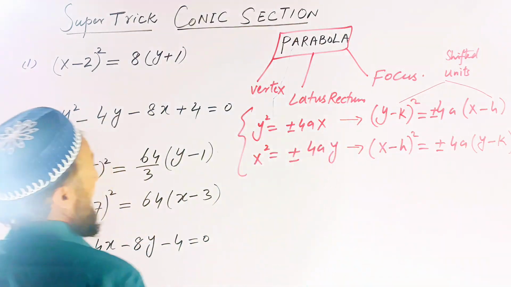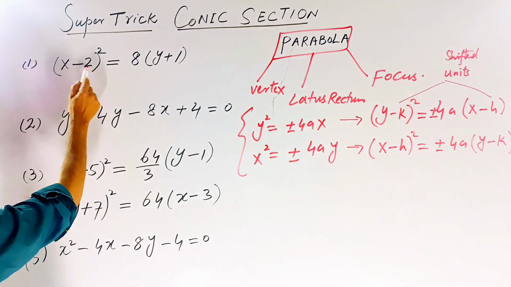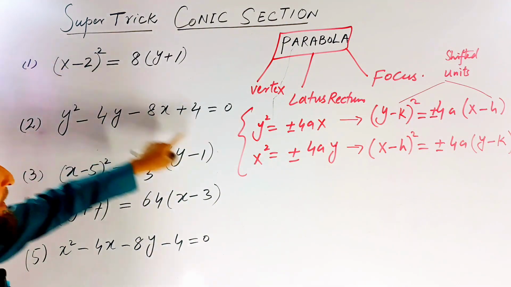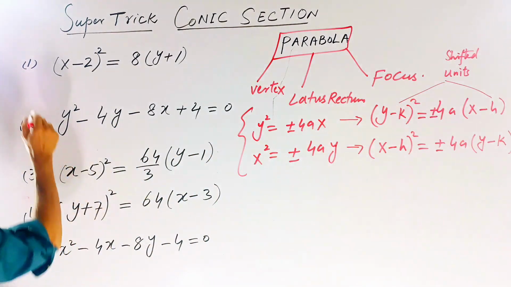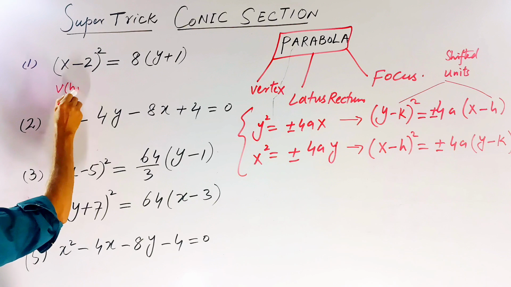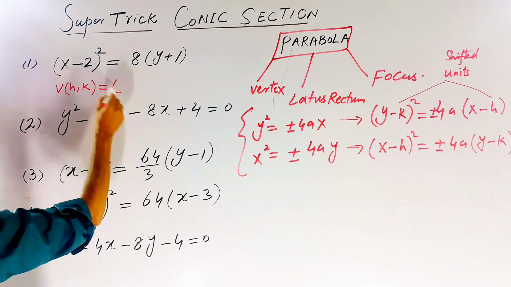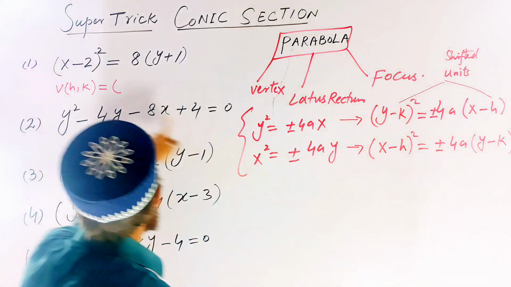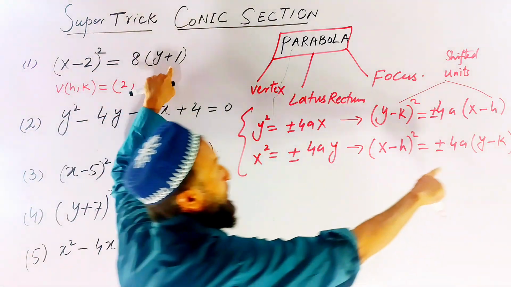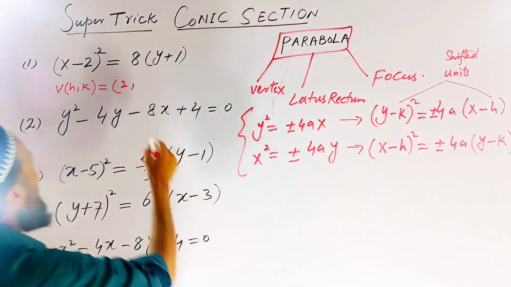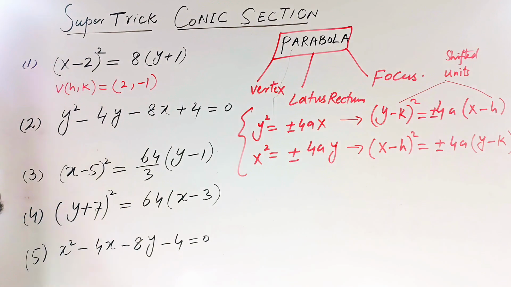Look here, according to the equation, x minus 2 whole square, it means that here x square belongs to this condition. So the vertex is h, k. If we compare here, h is equal to 2, and y is equal to k, but here it is plus, and we use minus, so the vertex is minus.